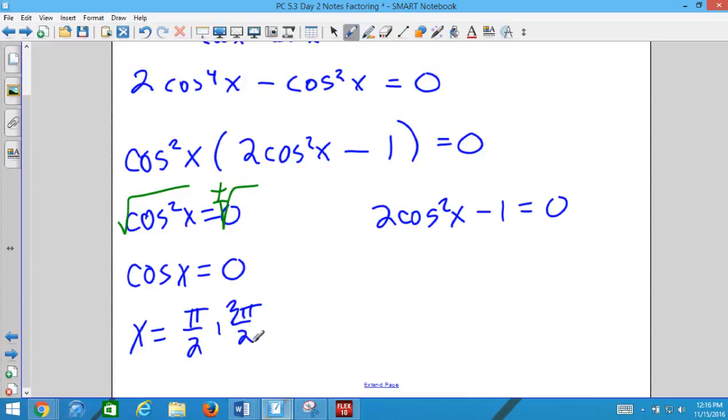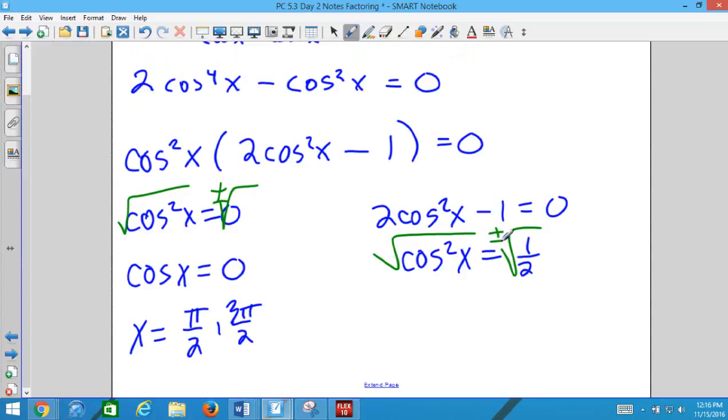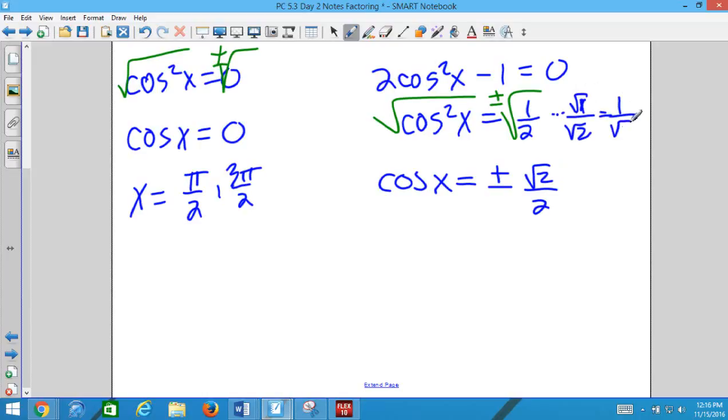All right, this other one we're gonna have to add 1, divide by 2. And then we have to square root it. So when you square root, you get plus minus. We get cosine x equals plus minus square root of 2 over 2. We could look at it here, this being square root of 1 over square root of 2, which is 1 over square root of 2, and then you rationalize it. It ends up being square root of 2 over 2.